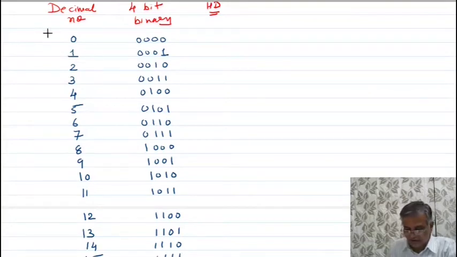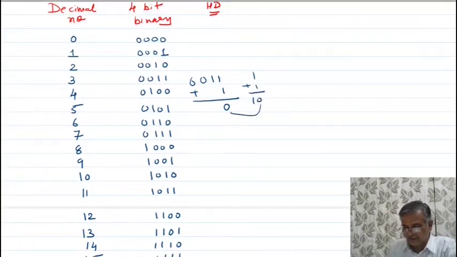So I have given here the decimal numbers and their corresponding 4-bit binary numbers, which you should remember. It's very easy to remember. 0000, 0001. Once you add 1, it becomes 0 and carries 1. For example, 0111 plus 1: 1 plus 1 in binary is 10, so 0 is written and 1 is carried. Again 1 plus 1 is 10, so carry 1. In this way you can write.